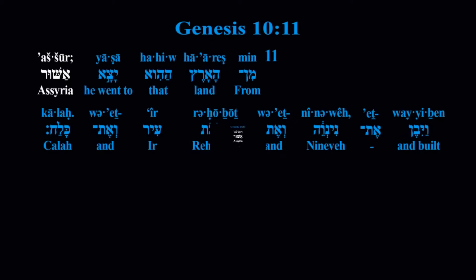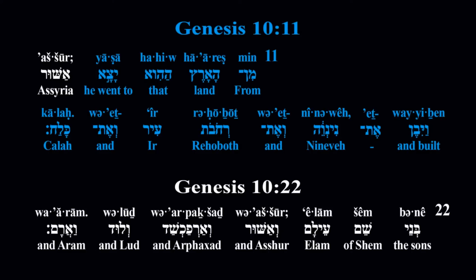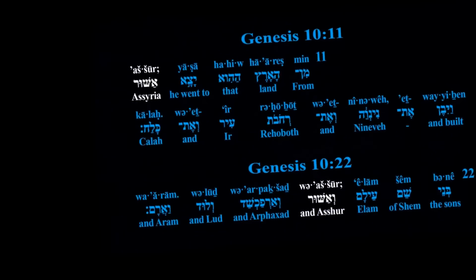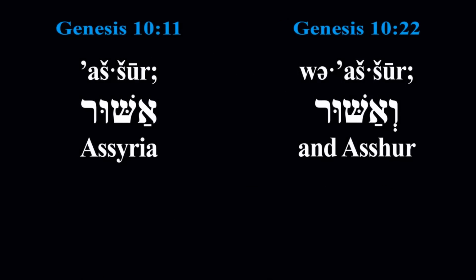Let's zoom back out with verse 11 at the top, and now let's take a peek at Shem's sons in verse 10:22. From right to left, the sons of Shem, Elam and Asher and Arphaxad and Lud and Aram. Look at that! One of Shem's sons was named Asher. Let's clear everything else out and put the name of Asher in verse 22 next to what the translations use as Assyria in verse 11.